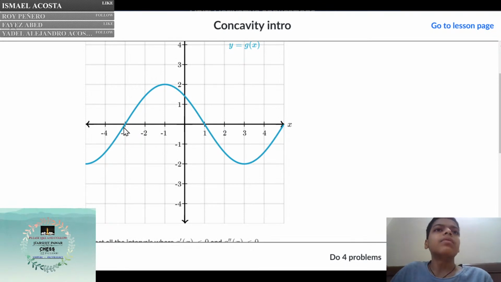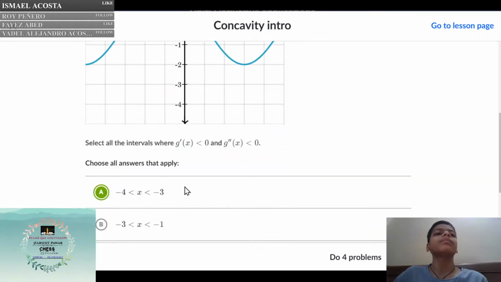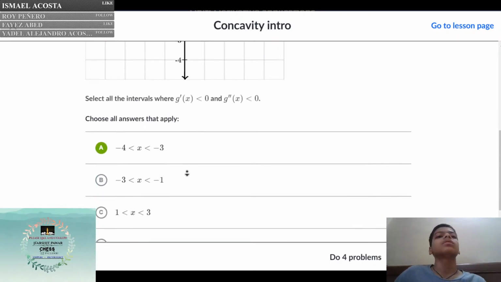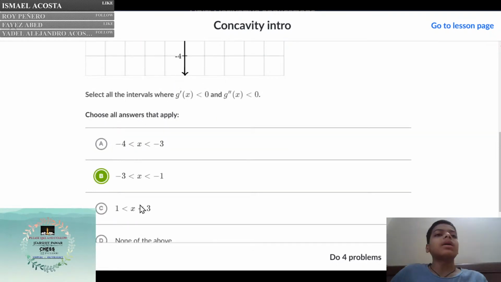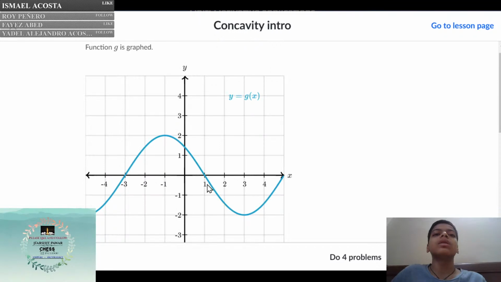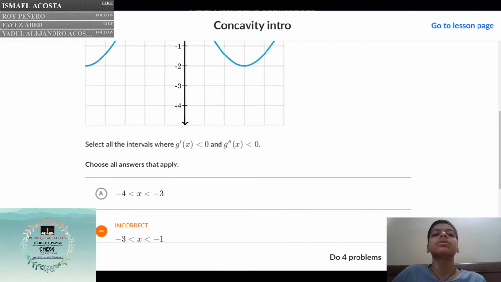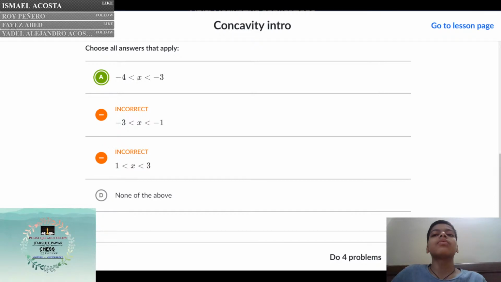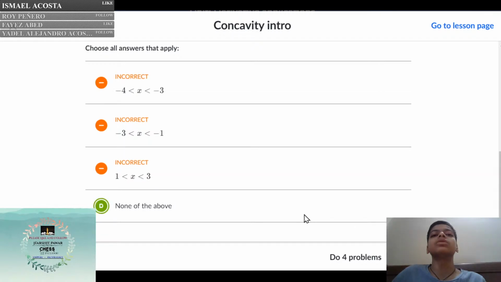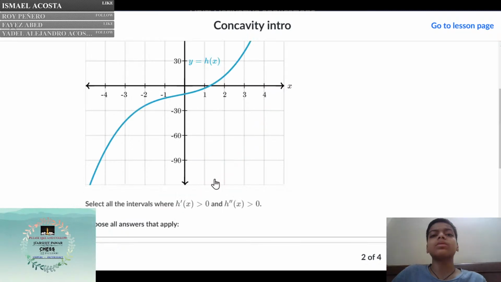-3 to -1, we go from positive to a zero value. We are decreasing over this interval. Our slope is getting decreased, not this one. And 1 to 3, we are decreasing and we come to 0, so we are increasing over this interval. There was none of the cases, so let's try again.